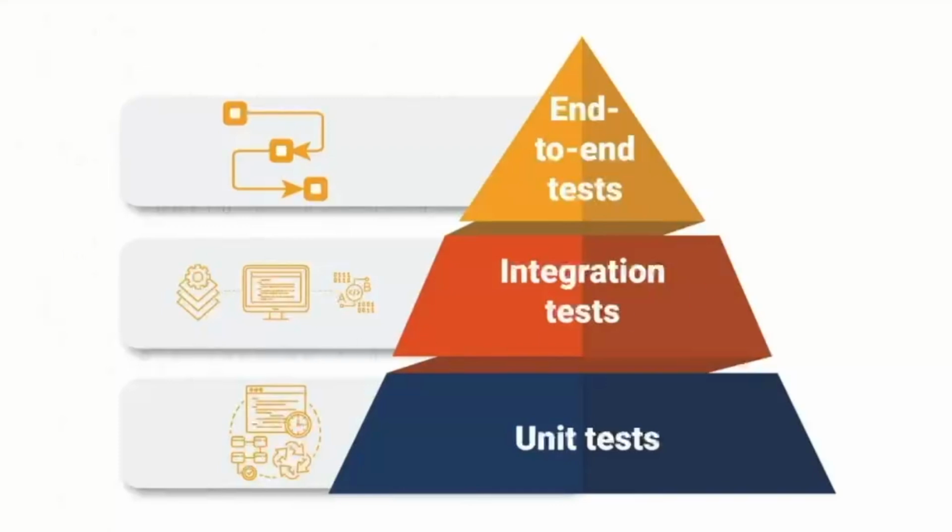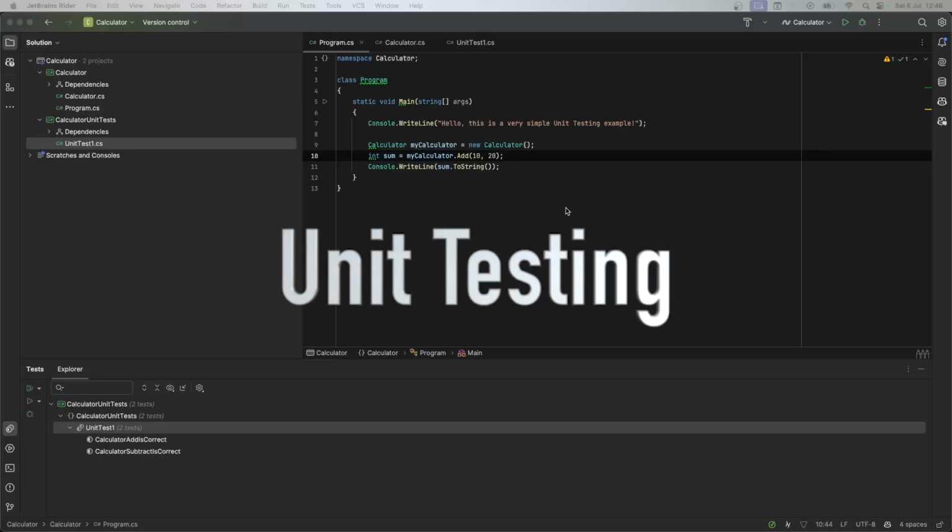My name is Haroldus and today I want to talk about automated testing for your application. This video will cover the testing pyramid, which consists of unit testing, integration testing and end-to-end testing. So let's start with unit testing.